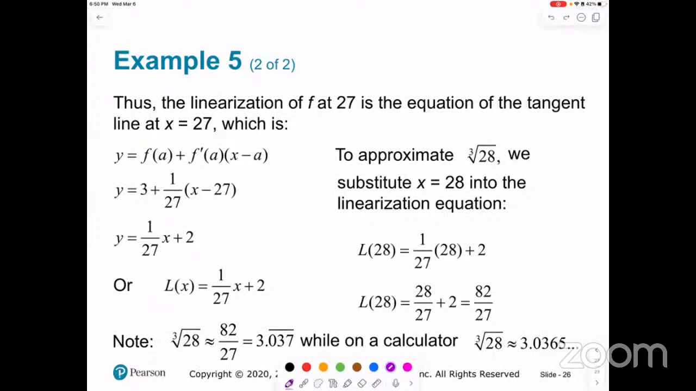Right, that over times 2, 54. 54 plus 28, so 82. 82 is fine. Okay. So if we use the linearization, we'll get something like this. But if we just put the cube root of 28 in the calculator, we get this. And again, notice that they're close. These are approximations. So, okay, not bad.